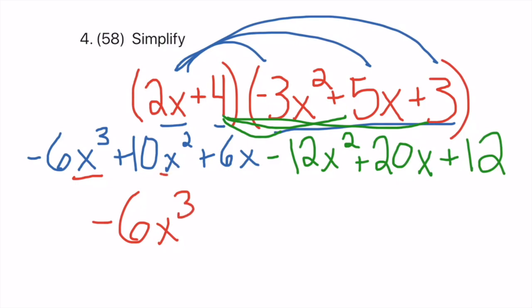Then I have an x squared and I have an x squared over here. And notice there is a subtraction sign in front of there, so if it helps, do your add a line, change a sign. So we can clearly see it's a 10x squared plus a negative 12x squared. So that's going to be a negative 2x squared.